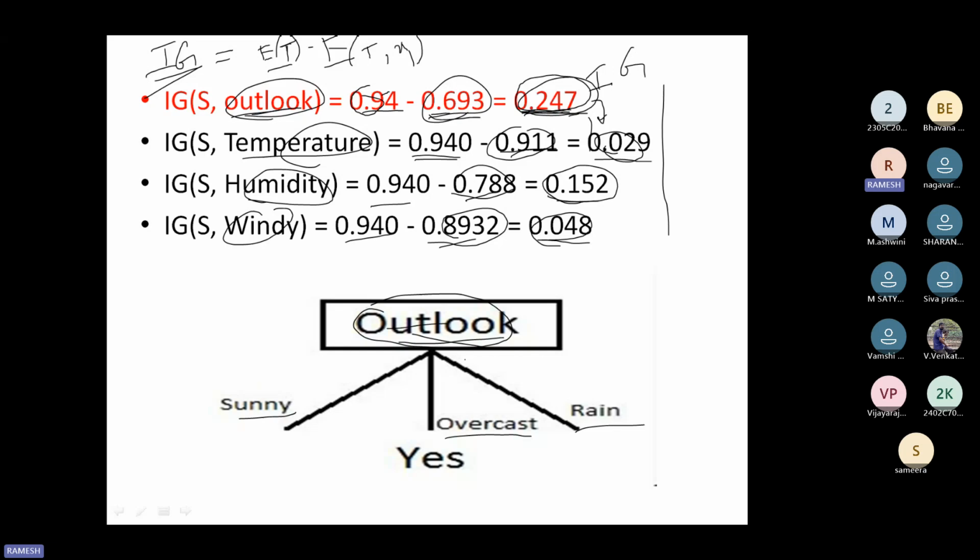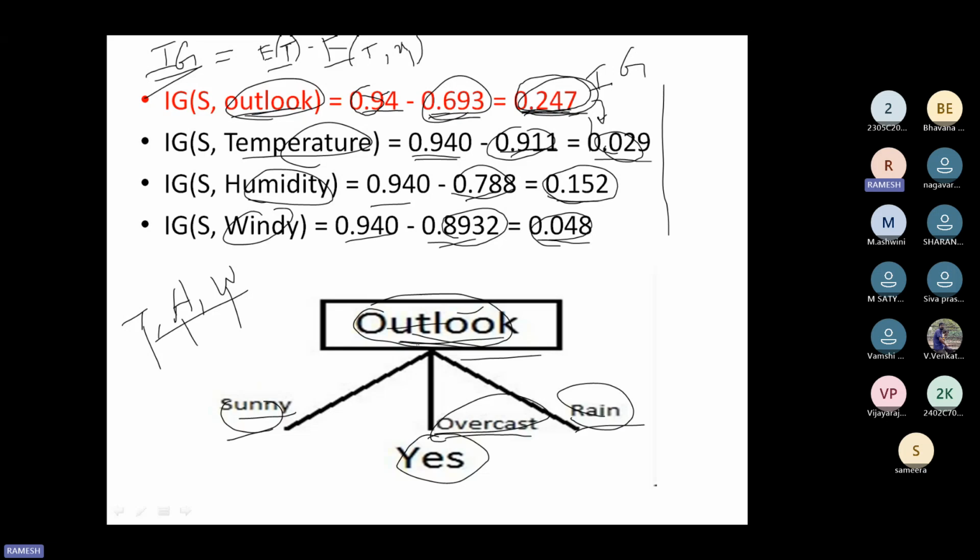When outlook is sunny, what do we need to do? We have three more columns: temperature, humidity and wind. One column we have decided as the root node and three are left. When outlook is sunny, which one should we select? When outlook is rainy, what should we do? When outlook is overcast, which column do we need to select?